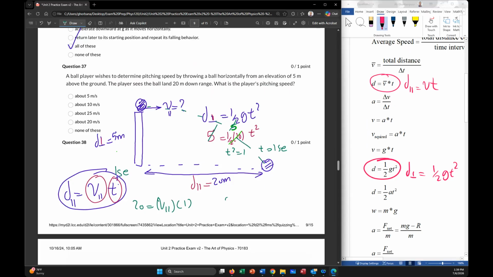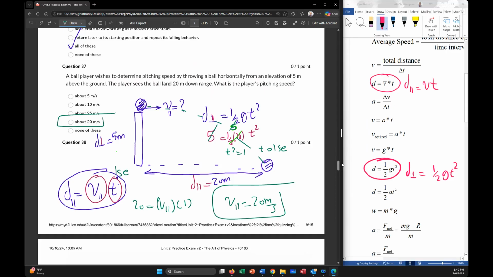20. There you go. V horizontal should be 20 meter per second. So again, we have d vertical and d horizontal. D vertical is going to be the d with the acceleration stuff, yes? D horizontal is with the constant velocity. Okay, you need to combine these two to get to the final answer.